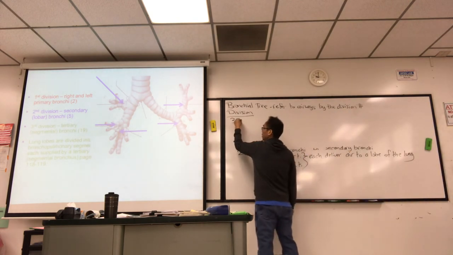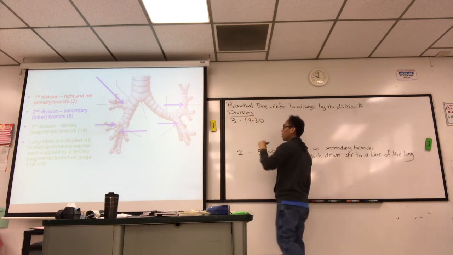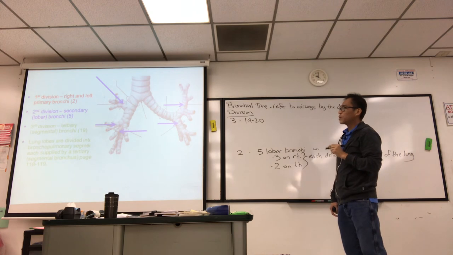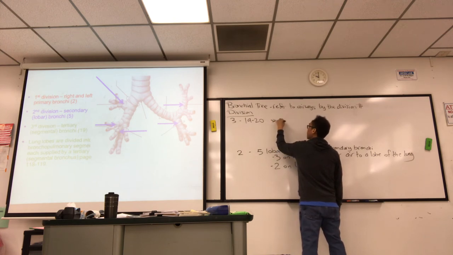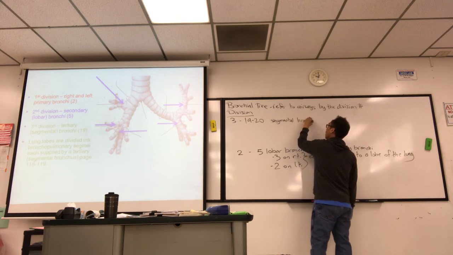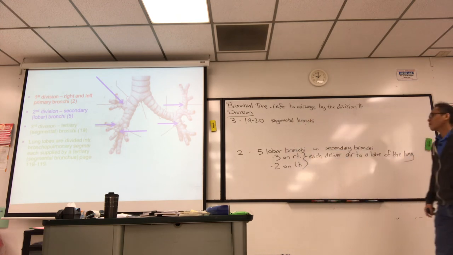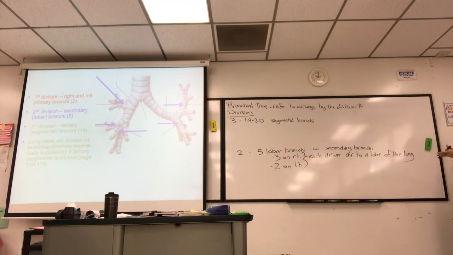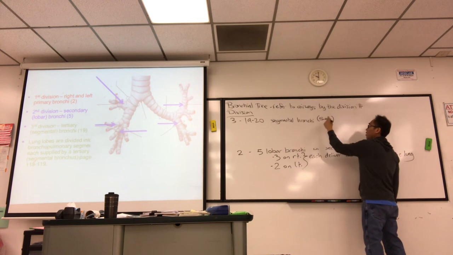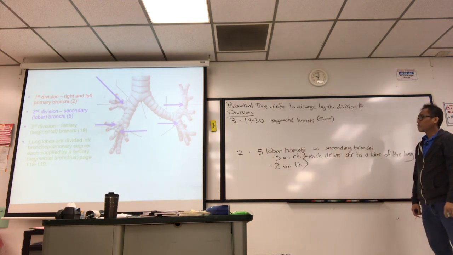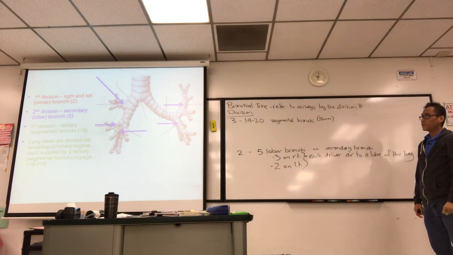So the third division gives rise to something like 19 or 20, call them segmental bronchi. So we're only on the third division, look how many you have. We started off with one airway. The diameter was large, 2.5 centimeters. By the time you get down to here, maybe the diameter is something like 0.5 millimeters, something like that. They're much smaller, but you can still see it with your naked eye. Okay. Because this is the third division, you can also call them tertiary bronchi.